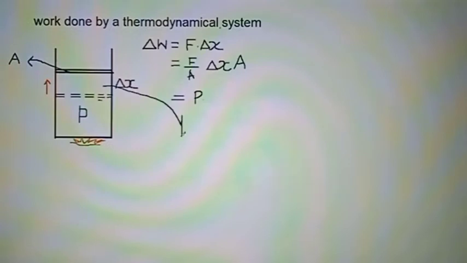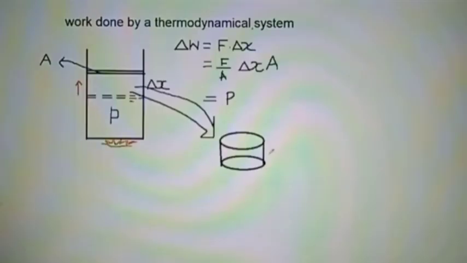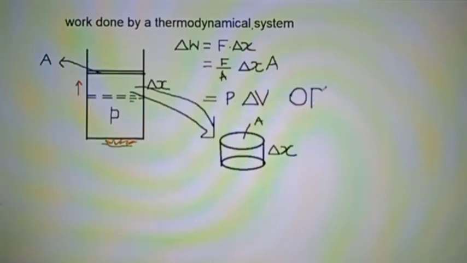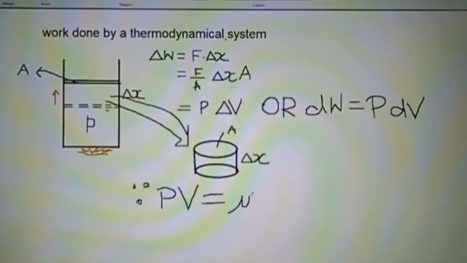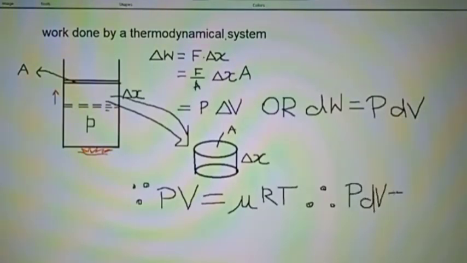Here you can see this portion of delta x displacement, that is a cylindrical portion which has moved up. This is a change in volume. So delta x times A is the change in volume, delta V. And we know that PV equals mu RT, where mu is the number of moles. So P dV will be equal to mu R dT if P is constant.